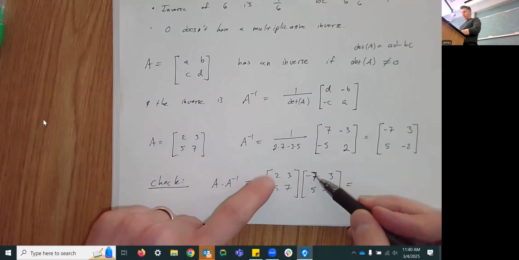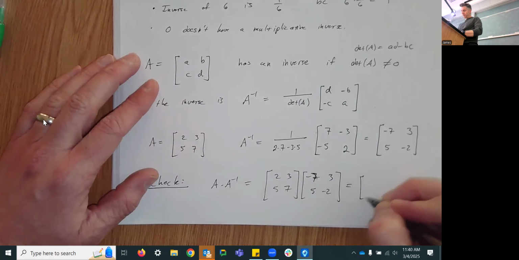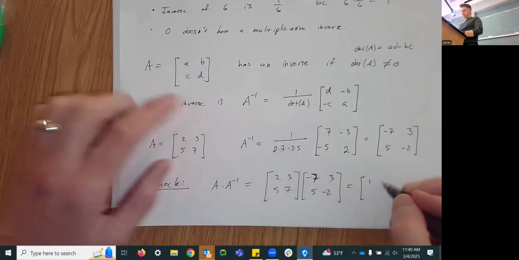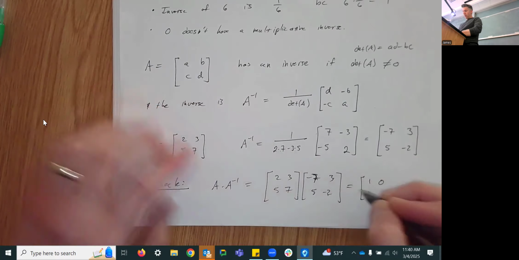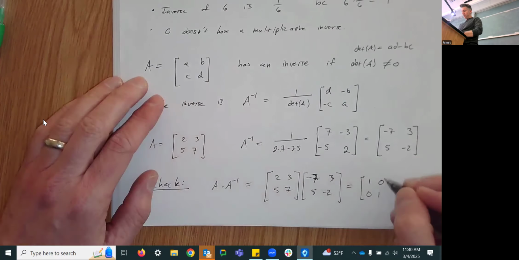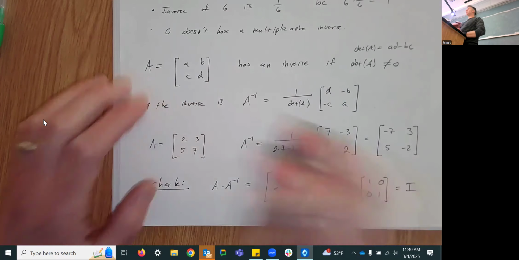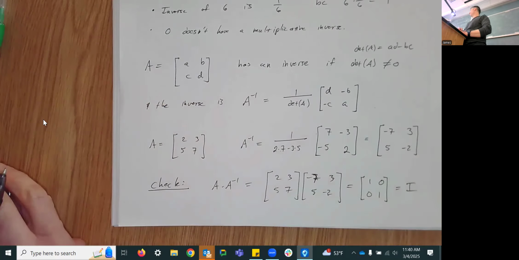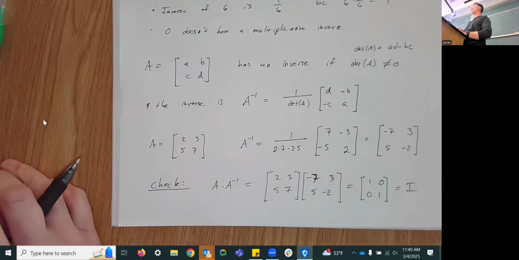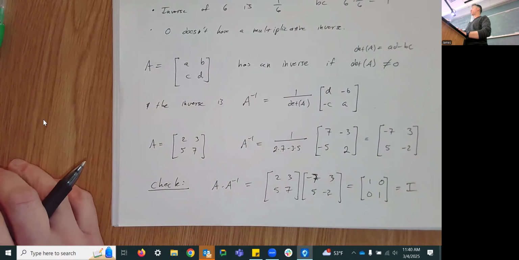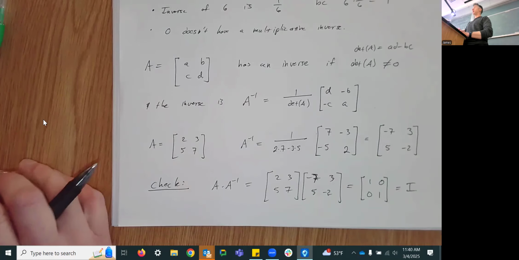We get -14 plus 15, which is 1. We get 6 plus -6, which is 0. We get -35 plus 35, which is 0. And we get 15 minus 14, which is 1. The identity. So inverse matrices should always multiply to the identity matrix. You don't have to check that, but it is something that's true, and we definitely use that later on.